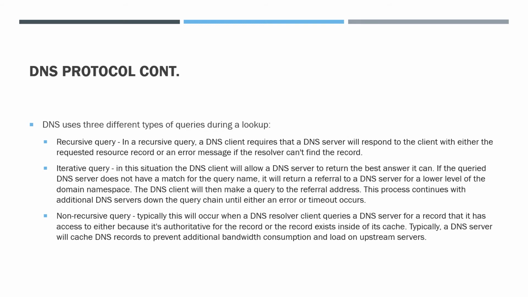Non-recursive queries. Typically, this will occur when a DNS resolver client queries a DNS server for a record that it has access to, either because it's authoritative for the record, or the record exists inside of its cache. Typically, a DNS server will cache DNS records to prevent additional bandwidth consumption and load on the upstream servers.